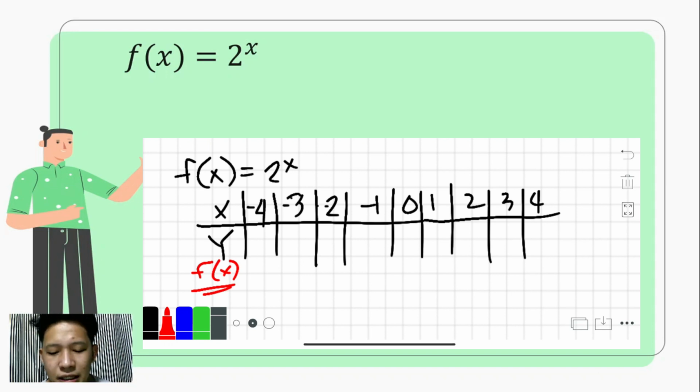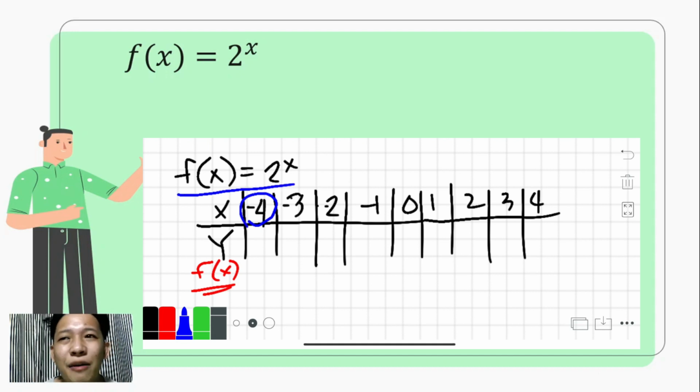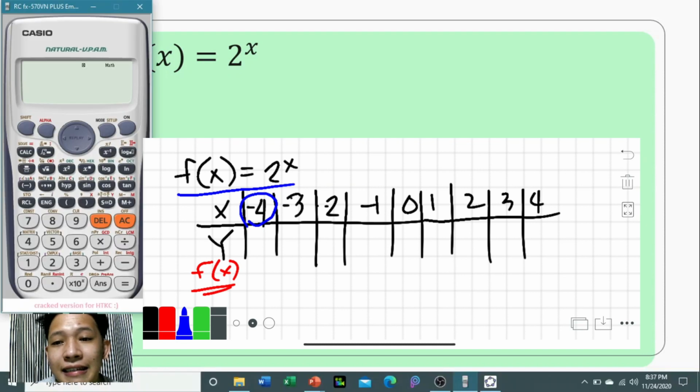what we're going to do is just to substitute all these values one at a time to our function. But it would be too long, or it would take so much time if we substitute them one by one. Okay? And we have technology to use, so why not use it? Okay? So, let us use our calculator.